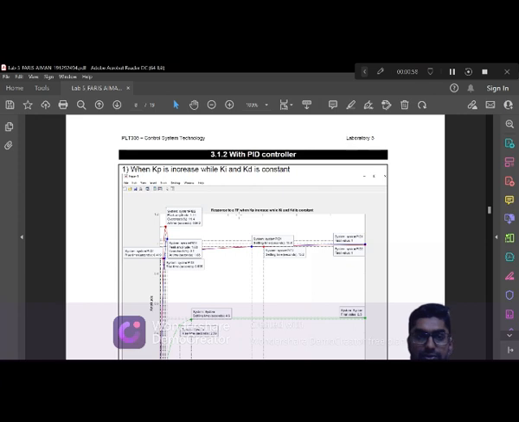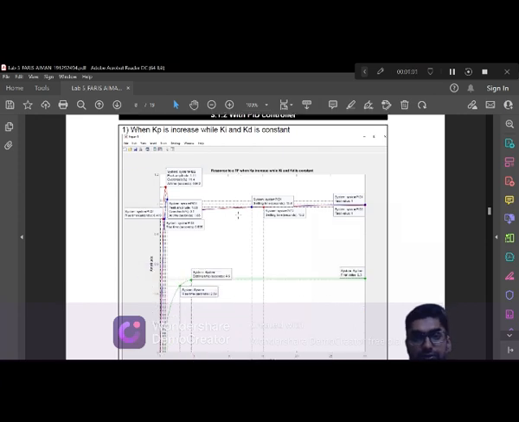When Kp is increased while Ki and Kd are constant, this is the graph we can see. Kp increases while Ki and Kd stay constant, and this is the result we get. So we can compare the final value. This one we get only 0.95, but for system PID2 we get a final value of 1. PID1 also gets a final value of 1.